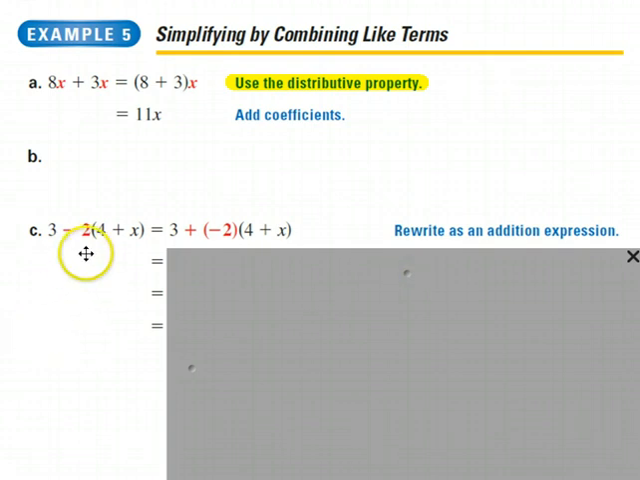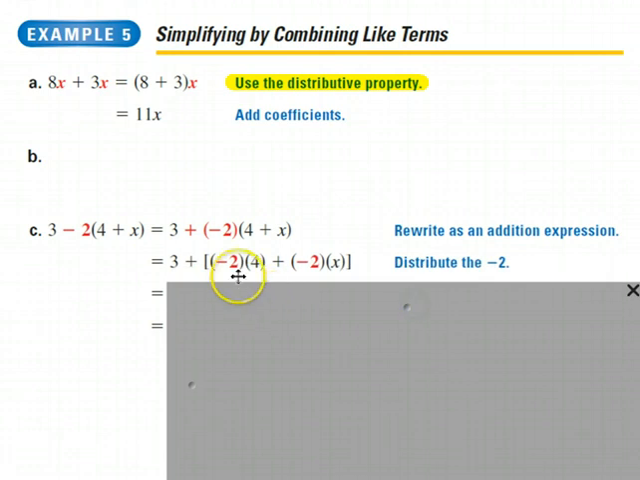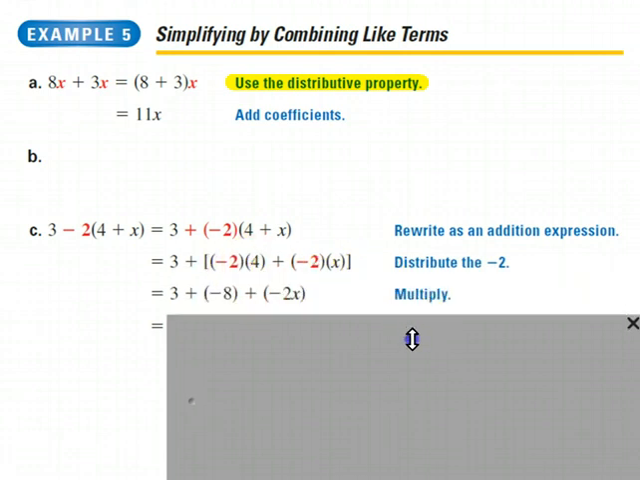They've decided to call it plus negative 2. And then they distribute that negative 2, as I say. Negative 2 times 4, as well as negative 2 times x. Well, negative 2 times 4 is negative 8. Negative 2 times x is negative 2x. The reason they made it plus negative 2 is for you to realize that the negative has to stay together with that 2.